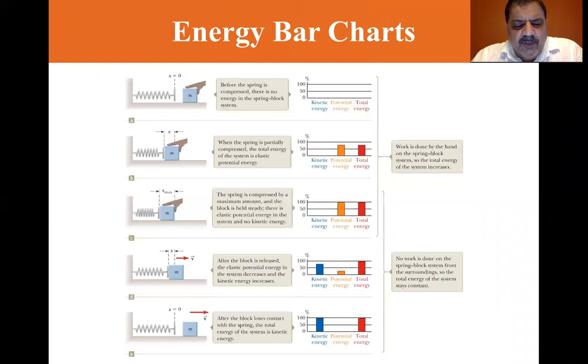In figure E, the spring has returned to the relaxed length, and the system now contains only kinetic energy associated with the moving block. So the energy bar chart is a useful representation for keeping track of various types of energy in the system. And this ends our discussion of potential energy.